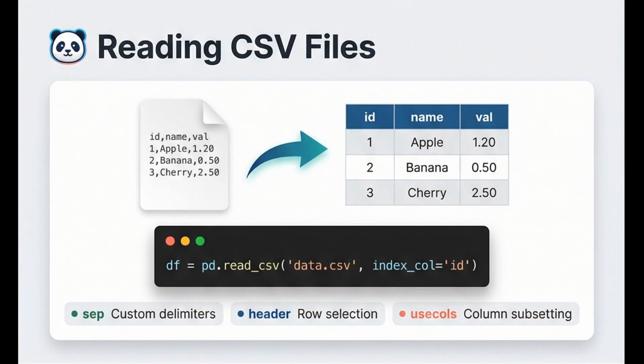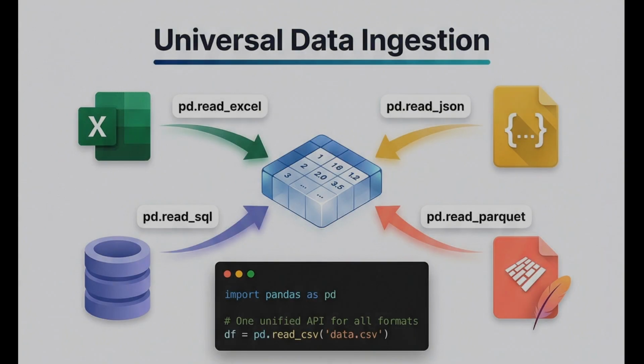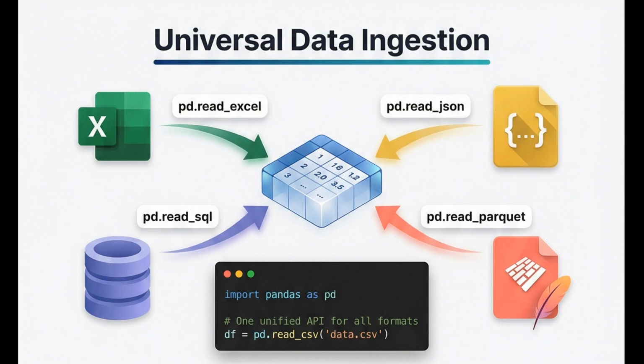Load external data with read_csv. Customize your import using parameters like sep for delimiters, header for row labels, and index_col to define your index. It's the standard entry point for analysis. Pandas supports many formats. Use read_excel for spreadsheets, read_json for web data, read_sql for database queries, and read_parquet for big data. Each function comes with specific parameters to handle file nuances.